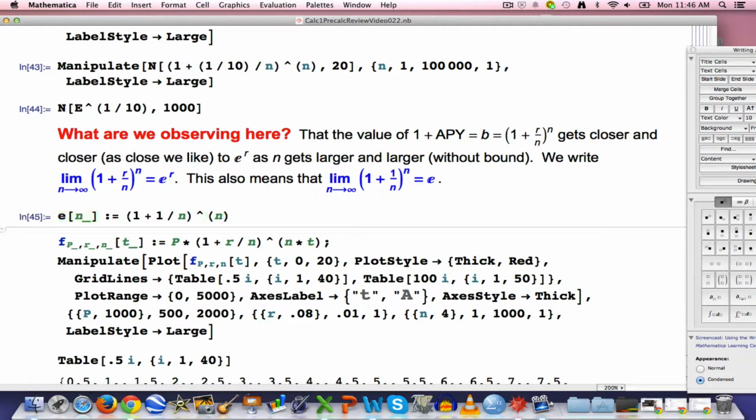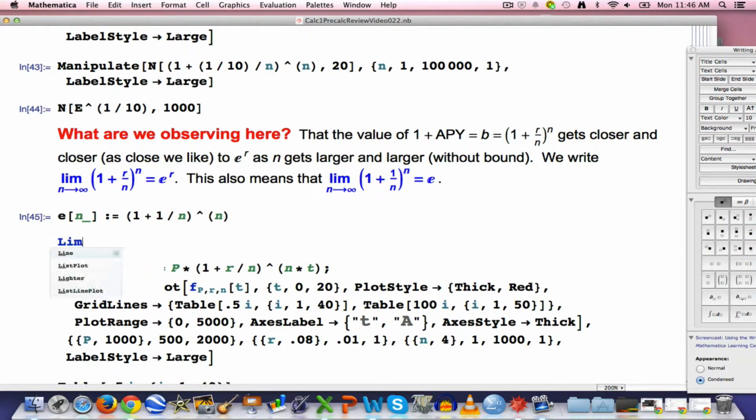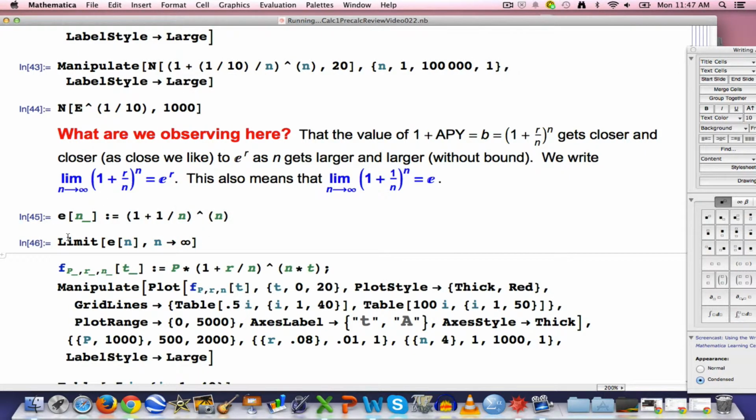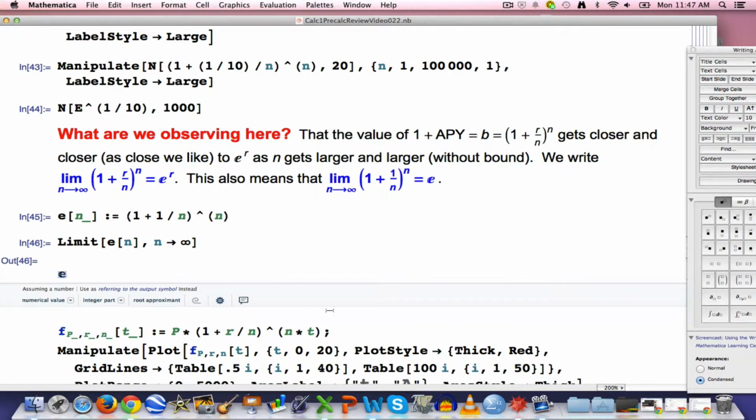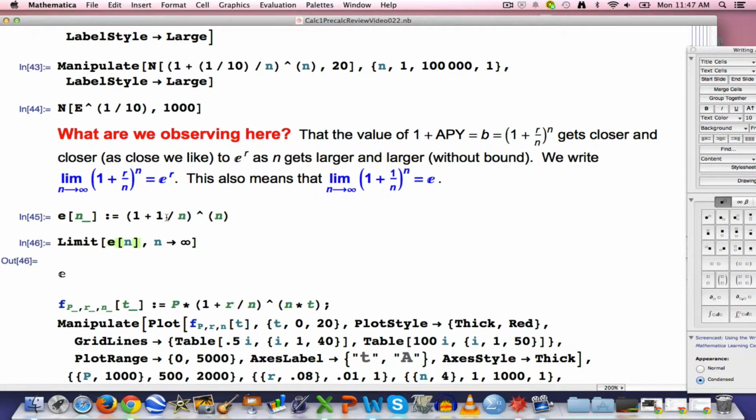I could do other values of r as well, but we'll just keep it simple and take r to be 100%. By the way, Mathematica does have a built-in limit command. Limit e of n, comma, n arrow infinity. Yeah, there we go. The limit of this is the special number e. There it is. I don't know if you can tell, that's sort of a special looking e. It's got an extra line in it there. Mathematica calculated that limit.